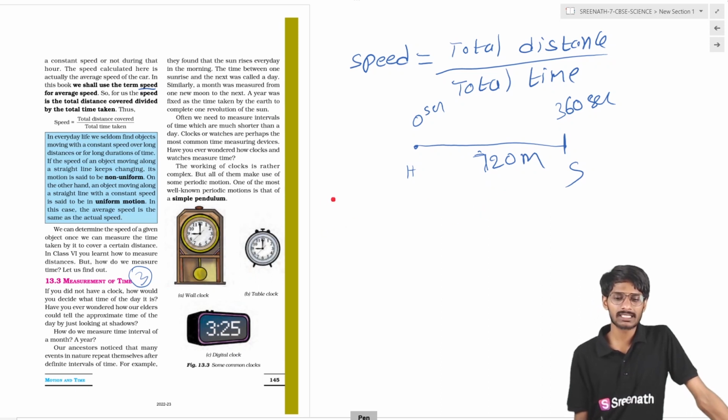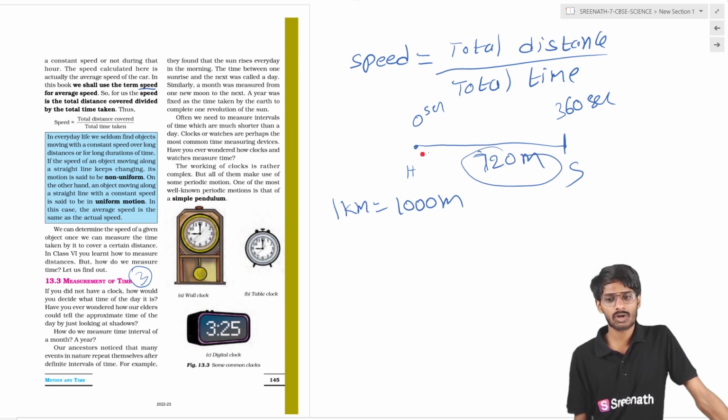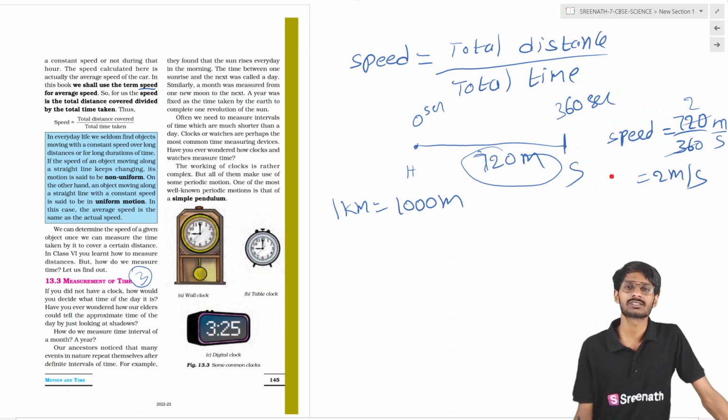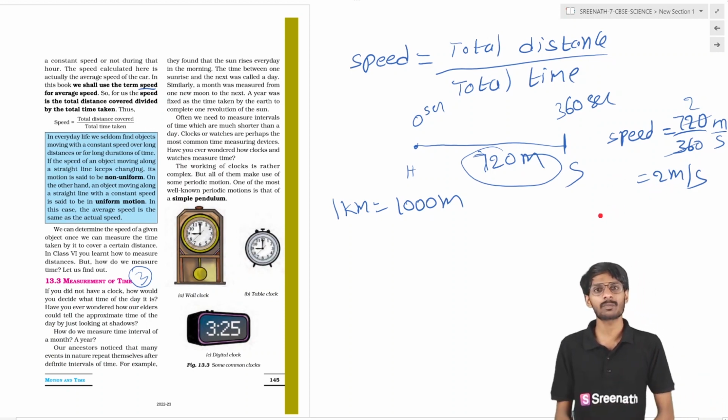Basically I want to tell you one thing, students. 1 kilometer means how many meters? That is 1000 meters. Suppose this is the 720 meters, the distance from your house to school, and the time taken from house to school is 360 seconds. Then what is the speed? Speed is nothing but the total distance, 720 meters, divided by 360 seconds. This is in meters and this is in seconds. So how much is it? Speed is 2 meters per second, students.